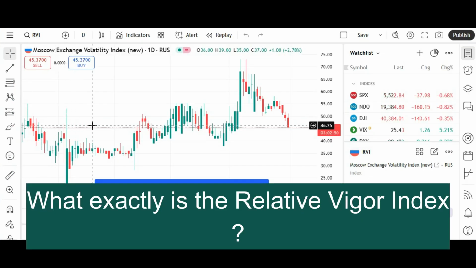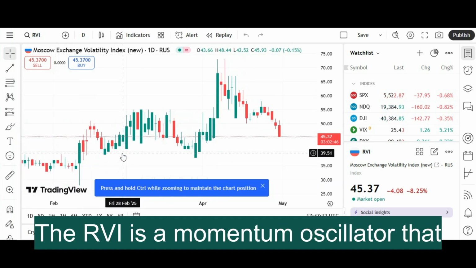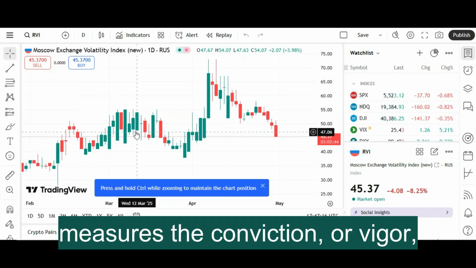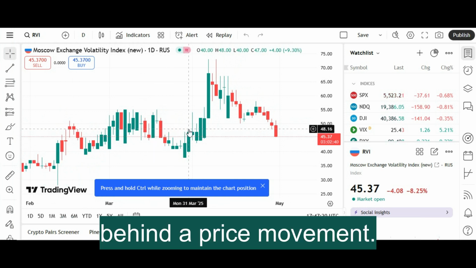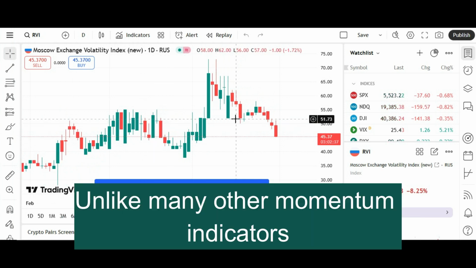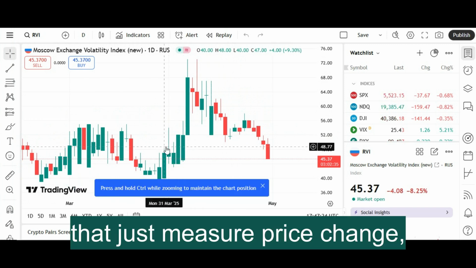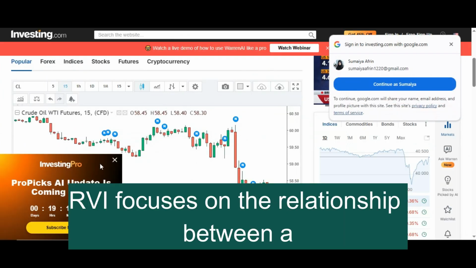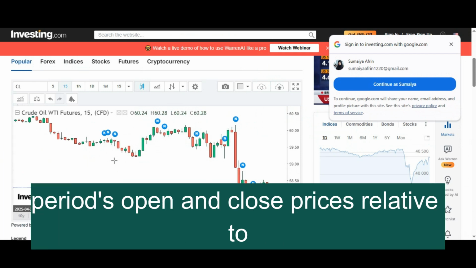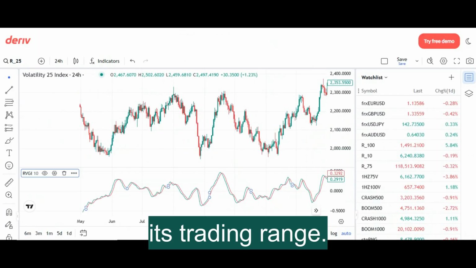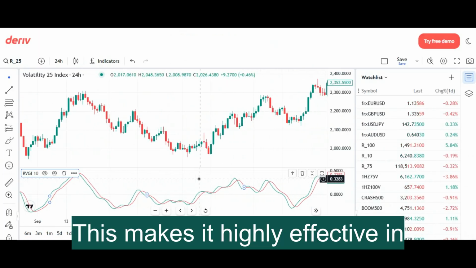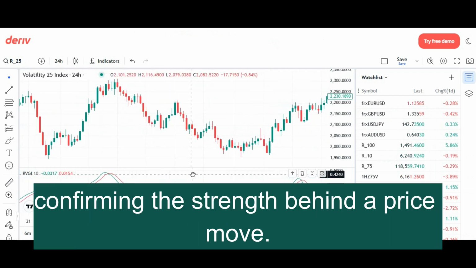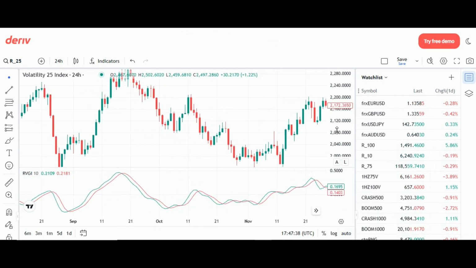What exactly is the Relative Vigor Index? The RVI is a momentum oscillator that measures the conviction or vigor behind a price movement. Unlike many other momentum indicators that just measure price change, RVI focuses on the relationship between a period's open and close prices relative to its trading range. This makes it highly effective in confirming the strength behind a price move.